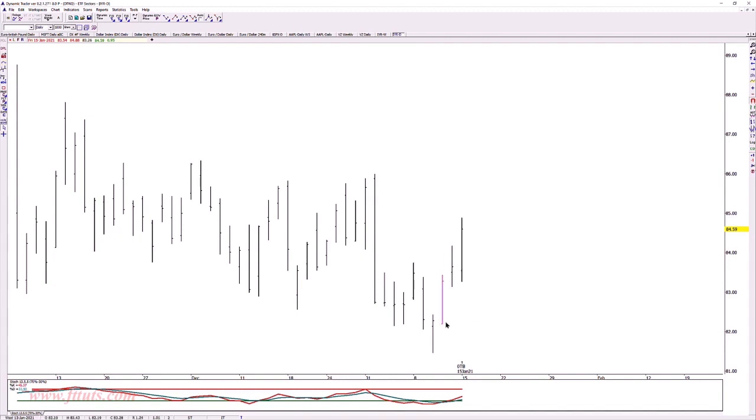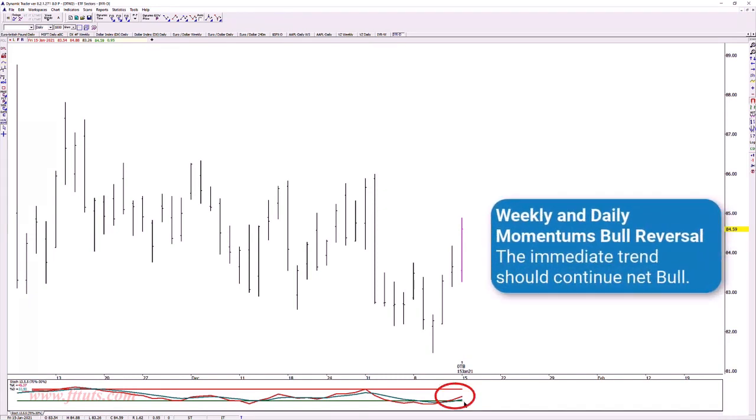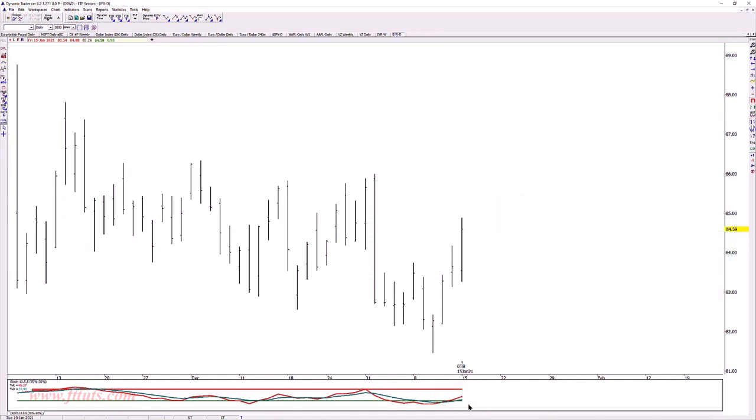Well, the daily, just the day before, made a bull reversal. So as of that Friday, this market has just made a dual time frame weekly daily momentum bullish reversal. They're both in sync with each other to continue a bull trend. And more than likely, it's going to immediately continue because the daily momentum just made a bull reversal the day before. So we would look at IYR as in an immediate position to consider a long trade.